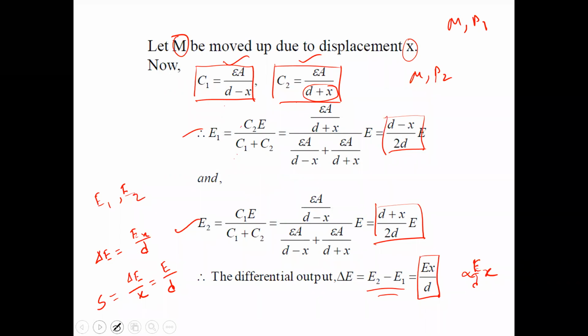So this is one of the cases of differential arrangement, and you can establish a relation between the differential output and the sensitivity. And there could be other arrangements as well, where instead of only 3 plates, there could be multiple plates present, and with respect to that, the capacitance expressions for the induced EMFs can also be developed.